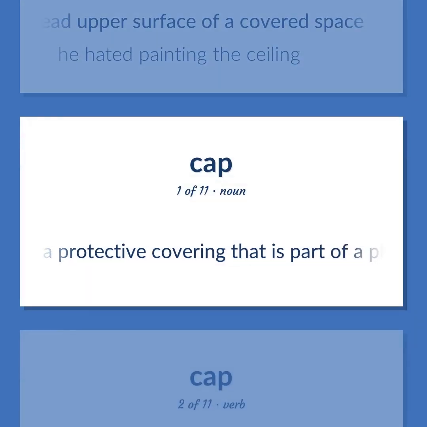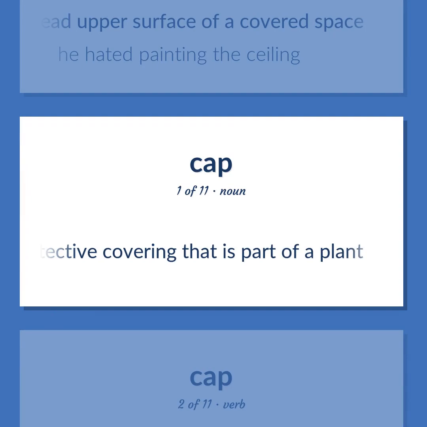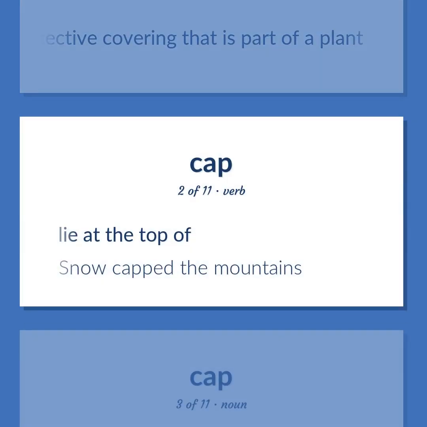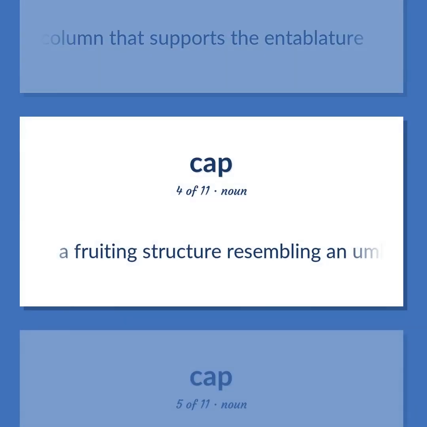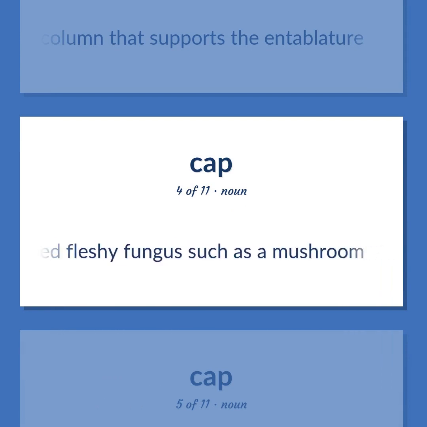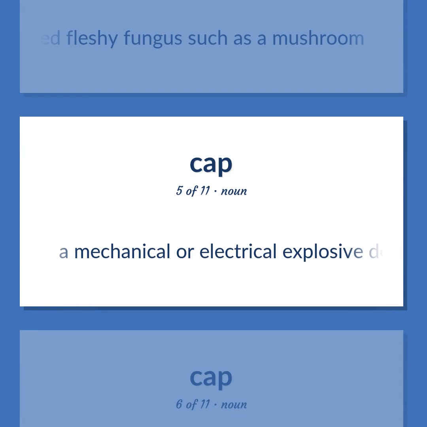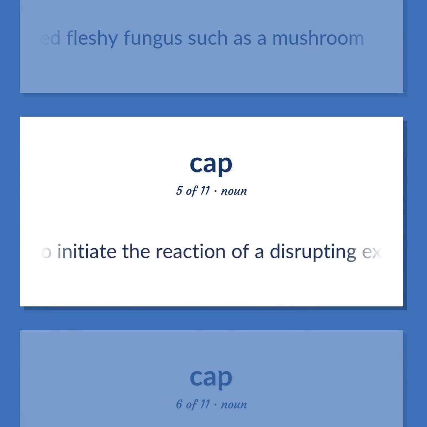A protective covering that is part of a plant. Lie at the top of. Snow capped the mountains. The upper part of a column that supports the entablature. A fruiting structure resembling an umbrella or a cone that forms the top of a stalked fleshy fungus such as a mushroom. A mechanical or electrical explosive device or a small amount of explosive can be used to initiate the reaction of a disrupting explosive.